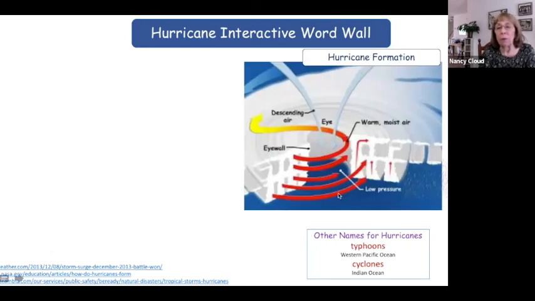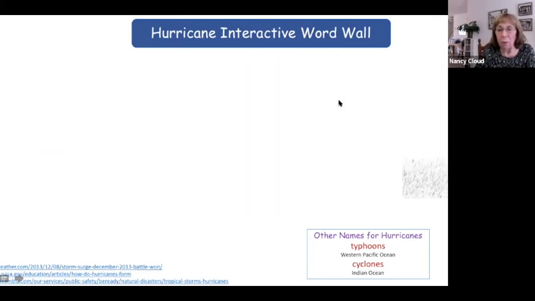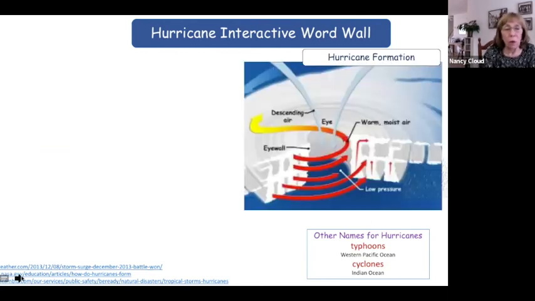I would start with information about hurricane formation. Actually, let me go back. I would start with all of the names we give hurricanes depending on the part of the world. So hurricane is used in North America and in the Caribbean, but typhoon is the word that's used in the Western Pacific Ocean, which means big wind, and it comes from Chinese. And cyclone is a Greek word for coil, and it's the term that is used in the Indian Ocean. So depending where my kids are from, they might know a different name for the same storm, hurricane. But hurricane is the same wherever it happens.